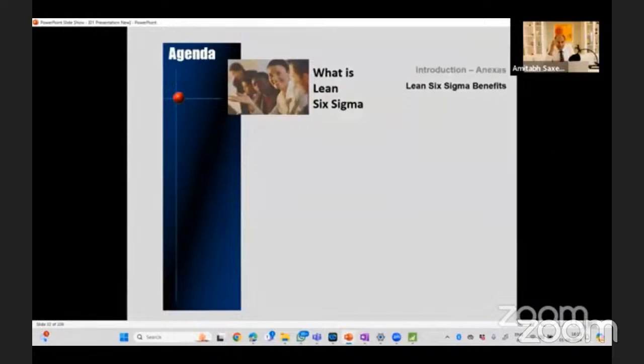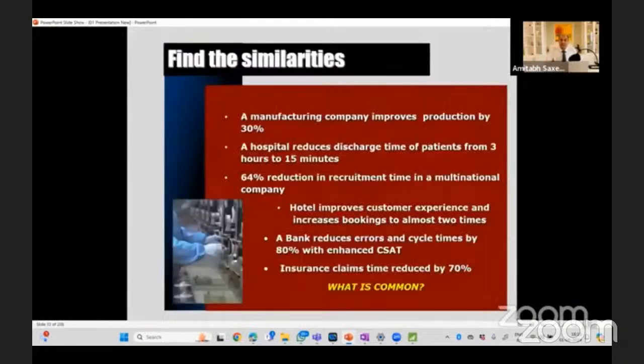So now let us start with Lean and Six Sigma benefits. So what is Lean and Six Sigma first, and then we will look at why companies are interested in implementing Lean and Six Sigma. Now, if I ask you, can you tell me what is the common thread running through all these points?